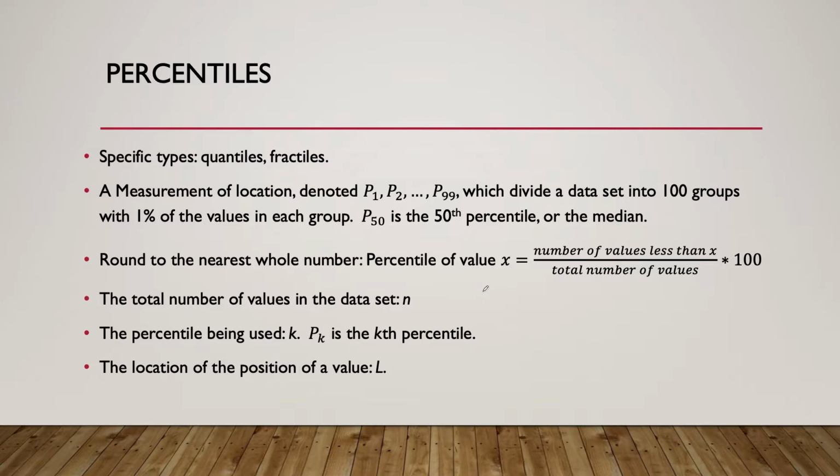For the percentile of value x, take the number of values less than x divided by the total number of values, times 100. The total number of values in the data set is n, the sample size. The percentile being used is k, and P sub k is the kth percentile. The location of the position of a value is denoted by a capital L.